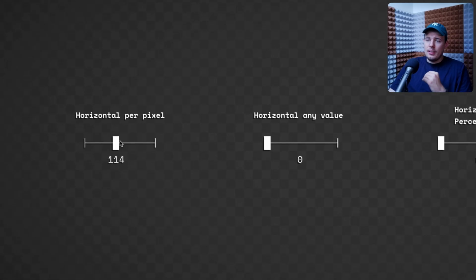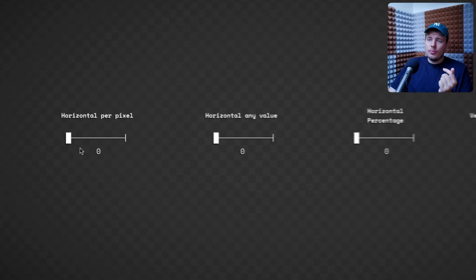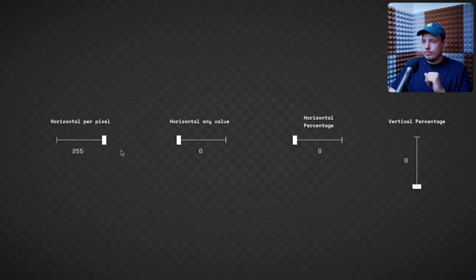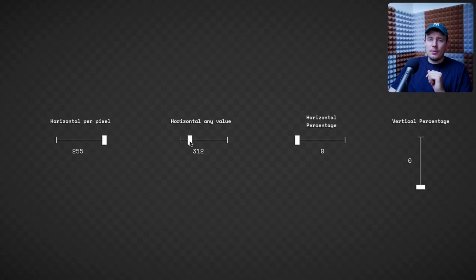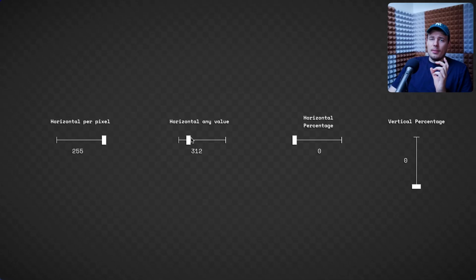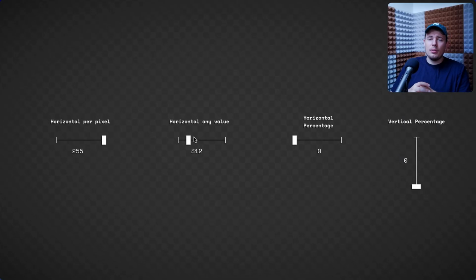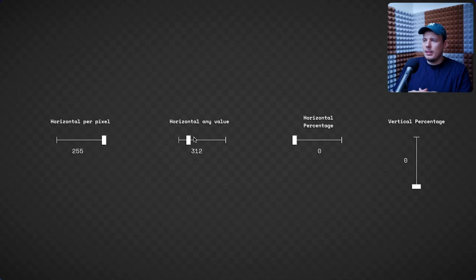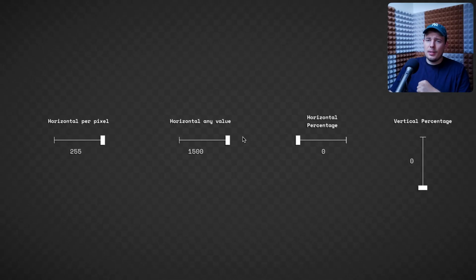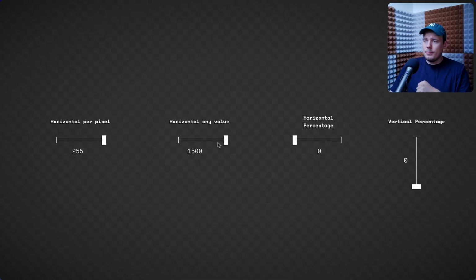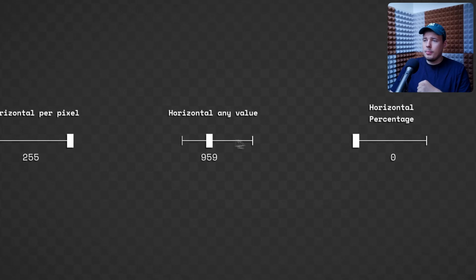As you can see, it's from 0 to 255. Second slider is the any value slider. You can set the maximum value in an alterable value of the object or in a global value as you like. It's 1500 in this one. You can manipulate it.